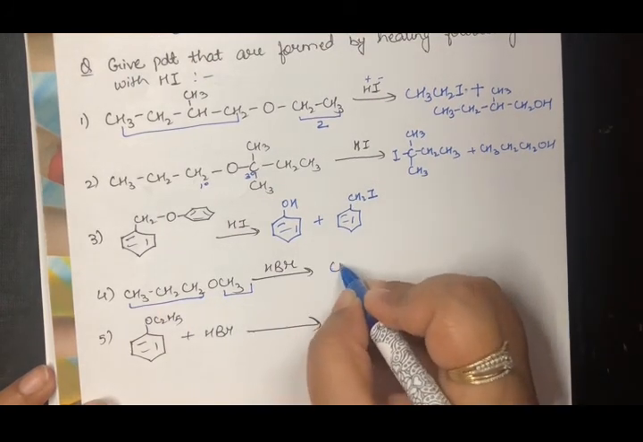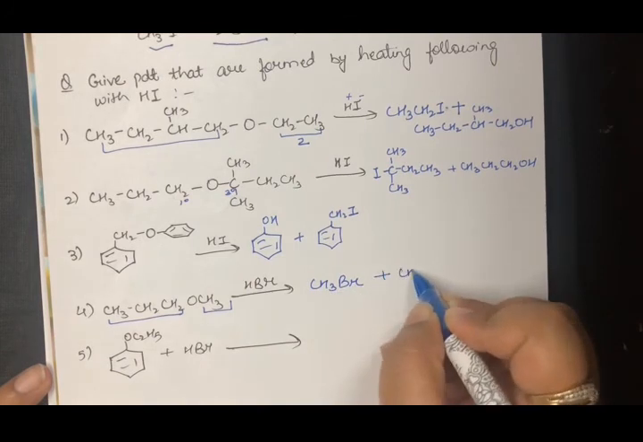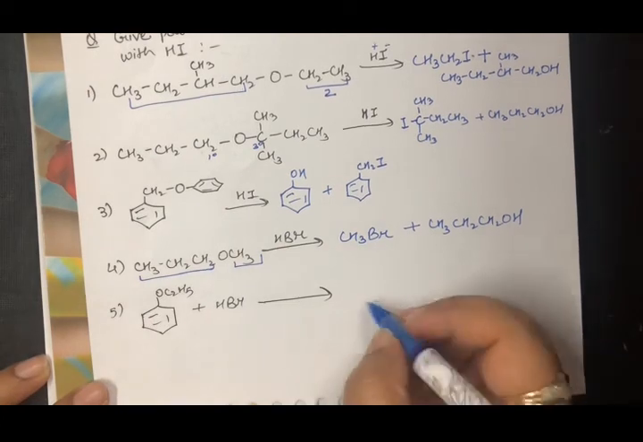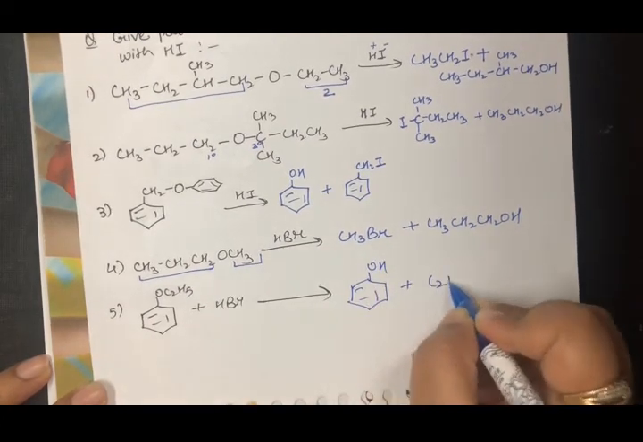Here, now, here it is 3, here it is 1. So clearly my nucleophile will attack the smaller carbon chain. So it will be CH3Br and CH3CH2CH2OH. What about this? Here also I will have my phenol plus C2H5Br.